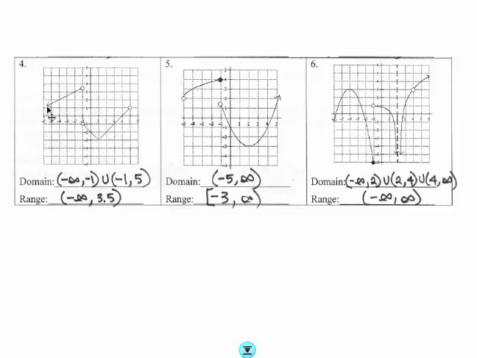Number 4, we have another one. It keeps going off to the left. So we start at -infinity. Then we have an issue at 1. There's no dot between on this one, so 1 is actually left out.